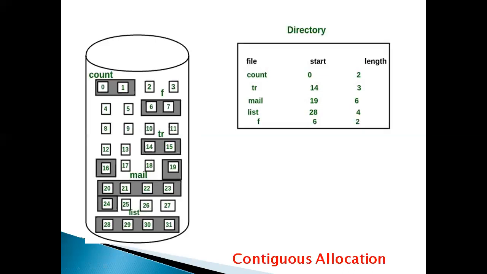The difficulty in this contiguous allocation is that finding space for a new file is very difficult. For example, these are the blocks allocated, and these blocks are not allocated: 2, 3, 4, 5, 8, 9, 10, 11. Say a new file is created that consists of 7 blocks. First we have to search the disk to check whether space for the new file is available, because in contiguous allocation the blocks must be stored contiguously. So finding space for the new file is difficult in contiguous allocation.